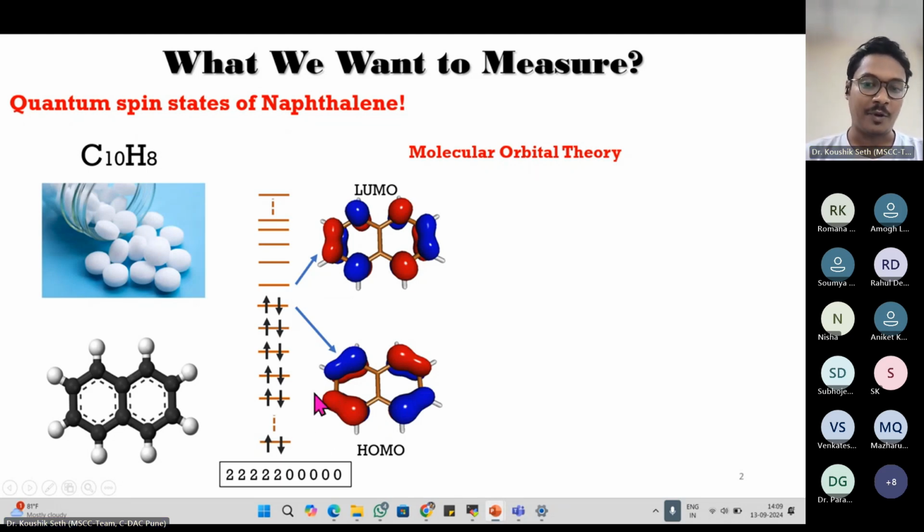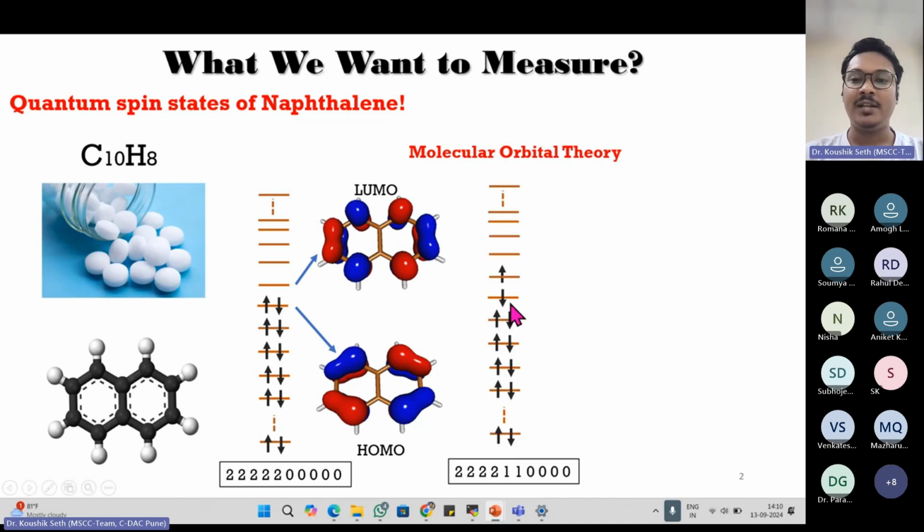For this type of molecular orbital, we have a configuration 2, 2, 2, 2, 2, 0, 0, 0, 0, 0. What do 2 and 0 mean? 2 means the orbital is doubly occupied. 0 means there is no electron occupancy. For a strongly correlated system where the orbitals are not far apart from each other, we may have one electron here, another electron here. So this is the corresponding configuration 2, 2, 2, 1, 1, 0, 0, 0.